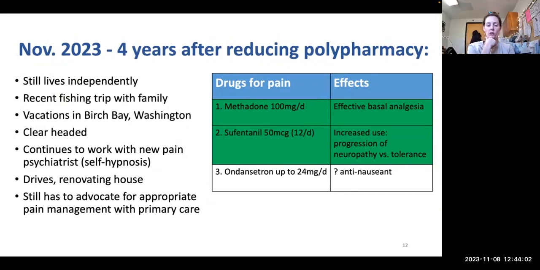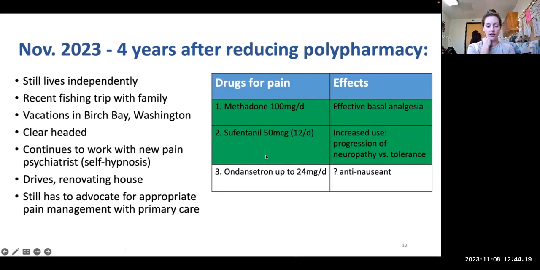Four years later, we're almost on the same stuff. We've come down on the methadone just because he added some antibiotics that were causing some interactions, and then quite significantly up on the sufentanil. And I bet a lot of people haven't seen sufentanil used in this way often.